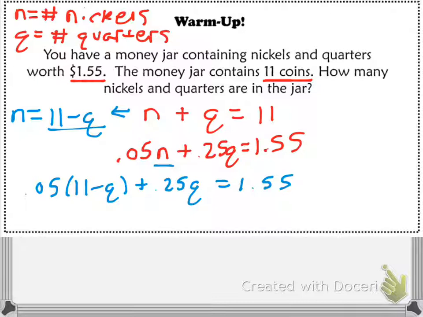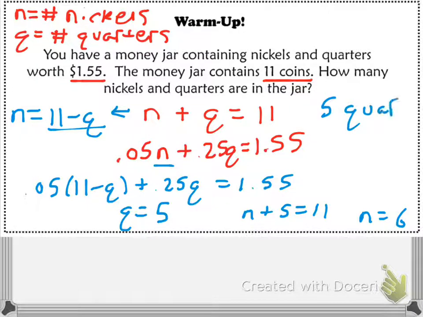Okay, after I clean all of that up and I solve for q, I'm going to get that q comes out to be 5. Once I know that q is 5, I know my total added together has to be 11. So if q is 5, I know that n plus 5 has to be 11. Therefore, n is 6. So I have 5 quarters and 6 nickels.